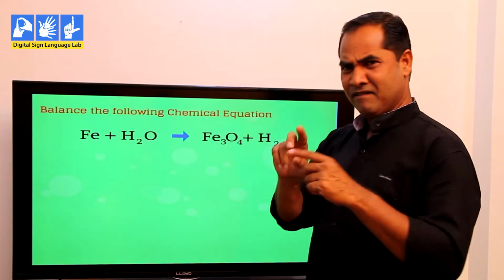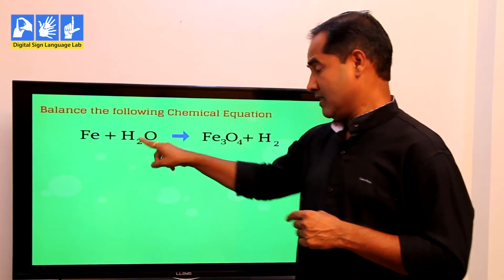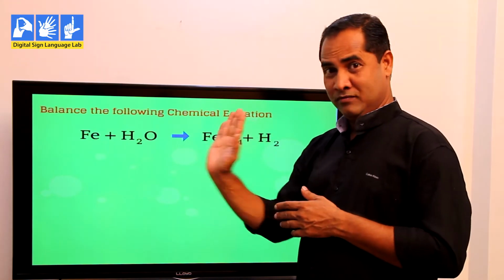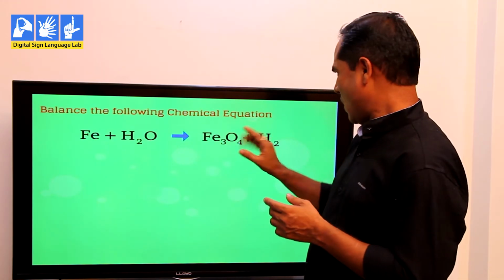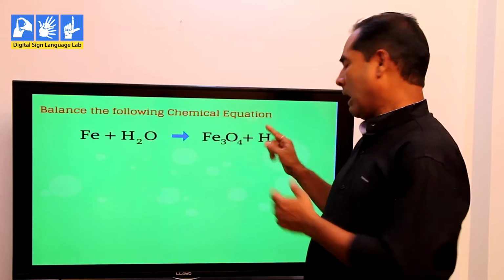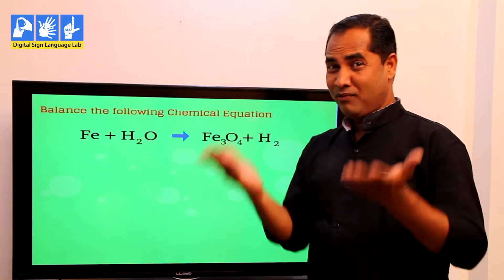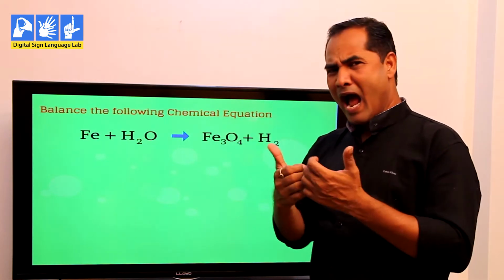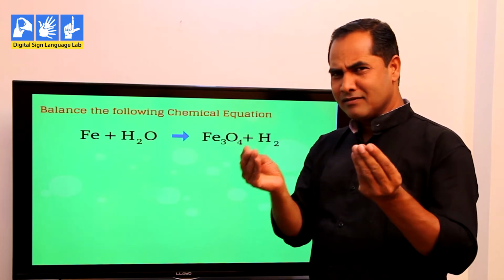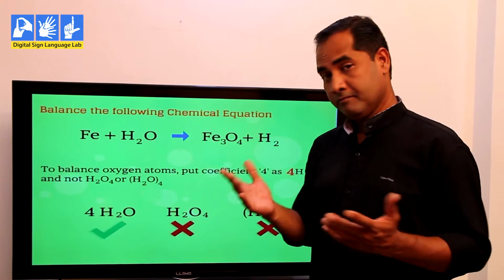Fe, which is iron. Left hand side we have 1, on right hand side we have 3. H2O on left hand side. So we have only 1 on the left hand side and right hand side we have 4. Hydrogen I can see both are 2. But somehow this equation is not balanced. Now how can we balance this?